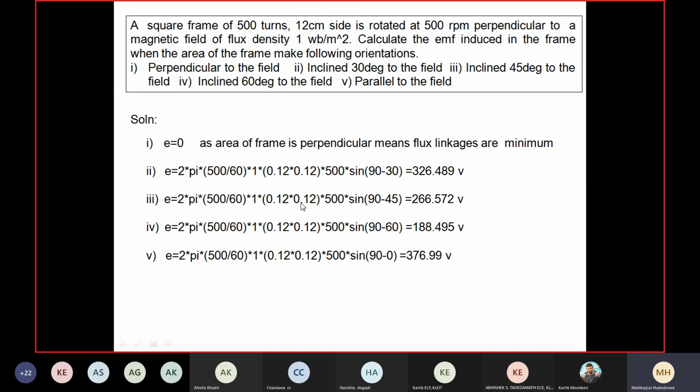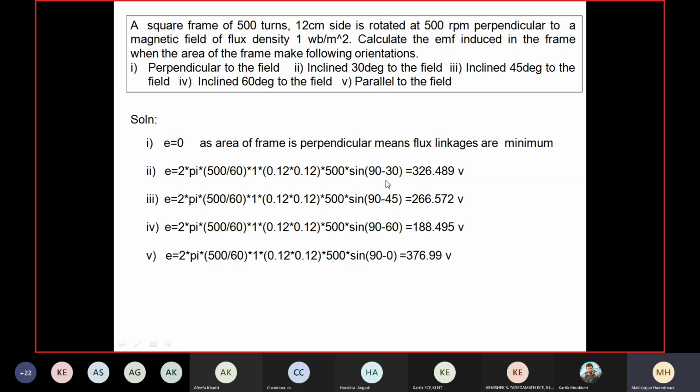Therefore you need to use 2 pi f ban sine theta. Whenever we use sine theta, theta is 90 minus the given angle. That you should not forget. So this way today's class will wind up here, and we'll wait for the next classes with the numerical approach.